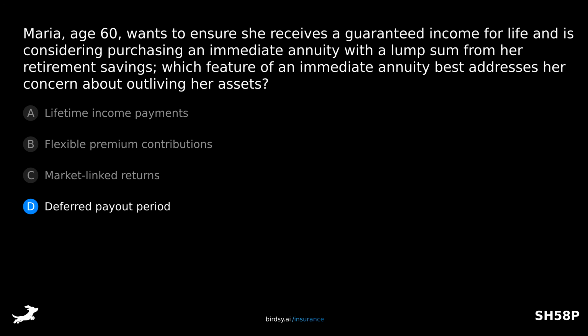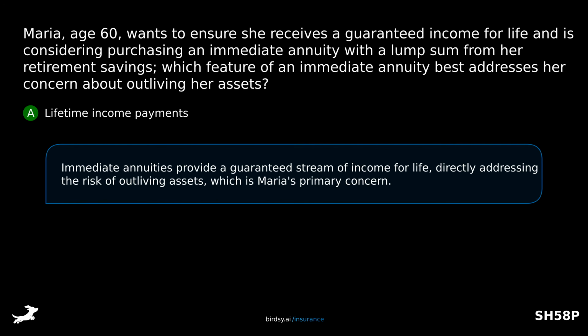deferred payout period. The correct answer is A. Lifetime income payments. Immediate annuities provide a guaranteed stream of income for life, directly addressing the risk of outliving assets, which is Maria's primary concern.